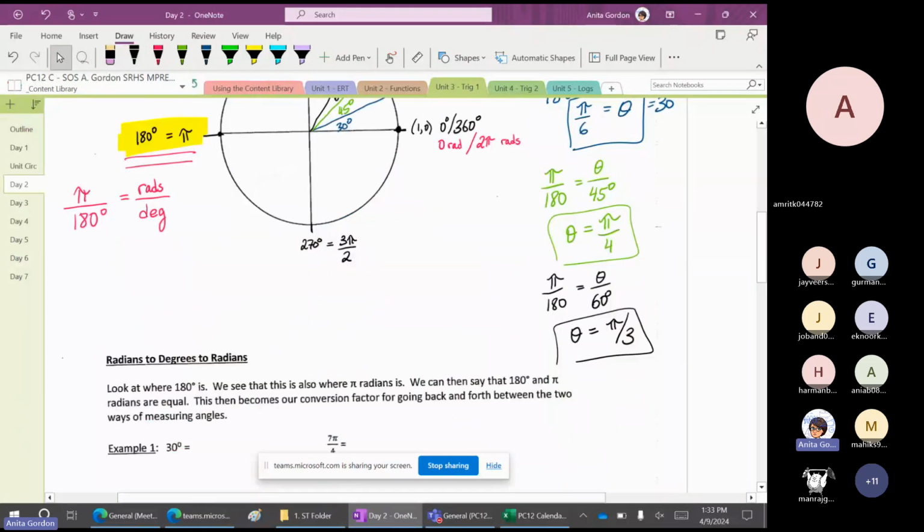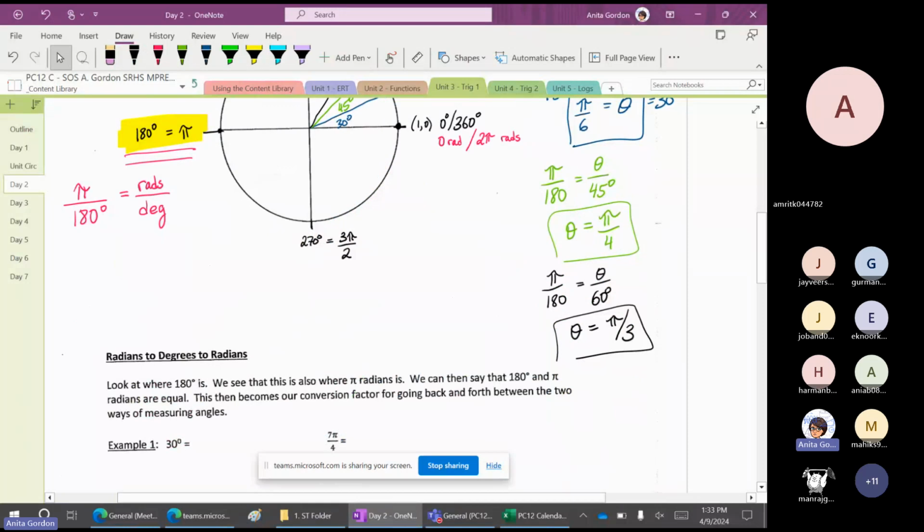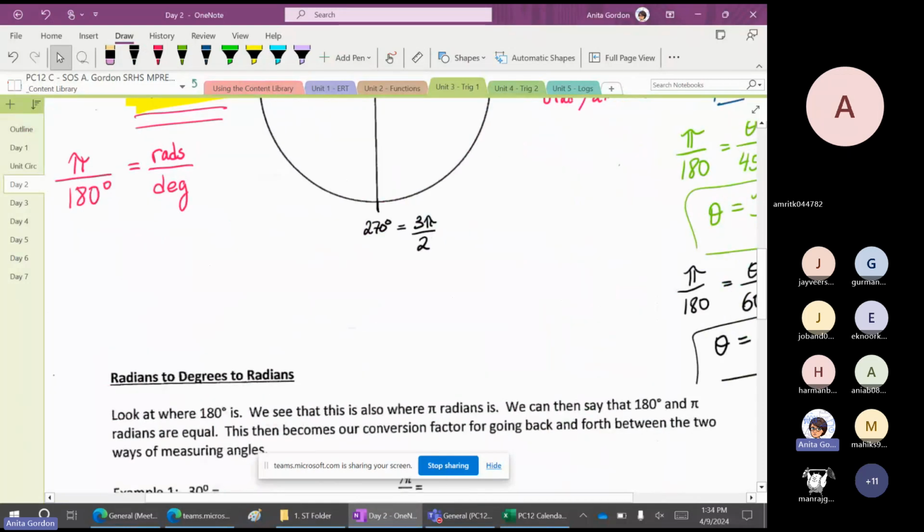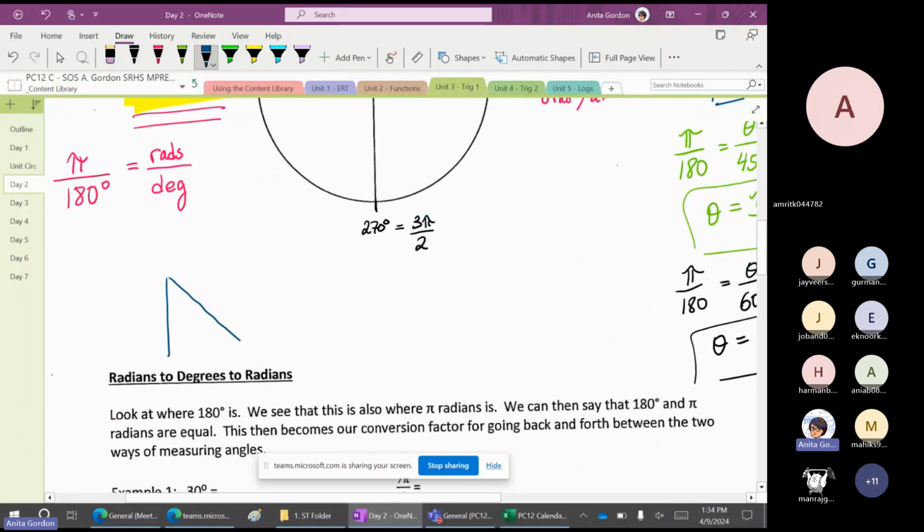So we can actually redraw. Maybe I'll just do it at the bottom, or kind of in this spot here. I'm going to redraw my special triangles. Okay, 1, 1, root 2. And instead of writing 45 degrees, I'm going to now say this special triangle is related to pi by 4. The coordinates stay the same. I'm just changing my units. Right? Same with this one here.